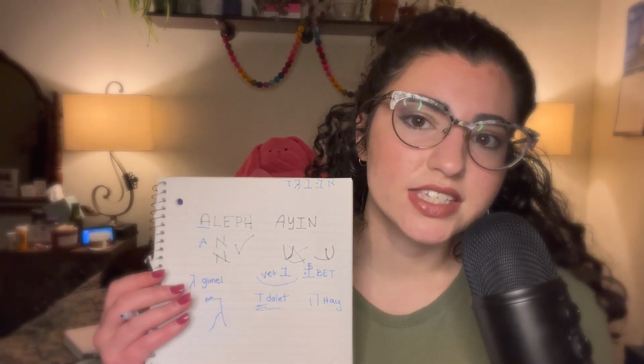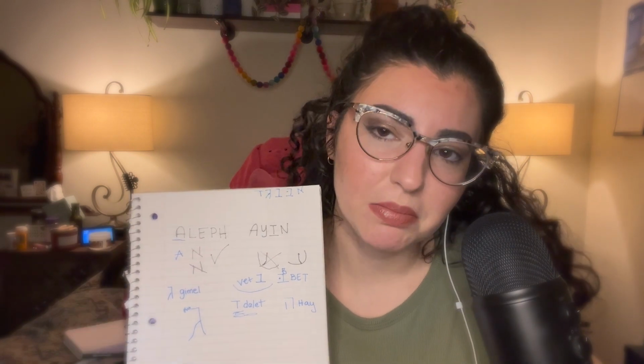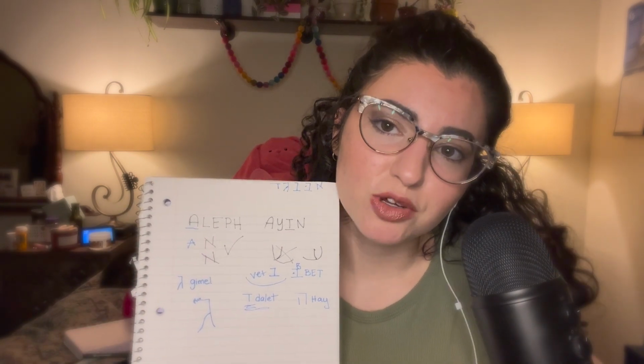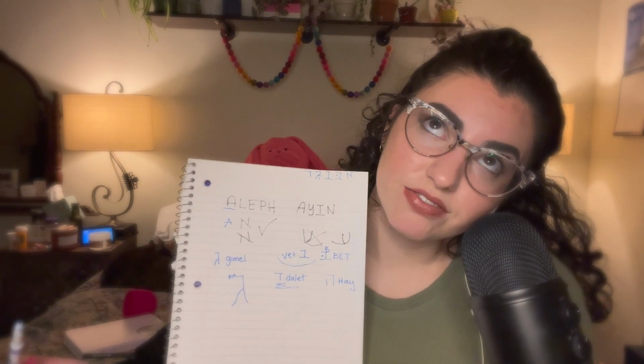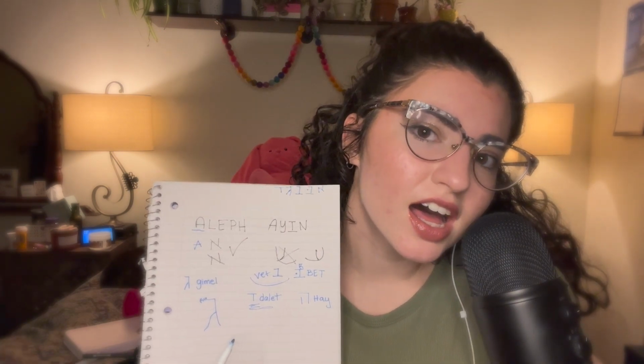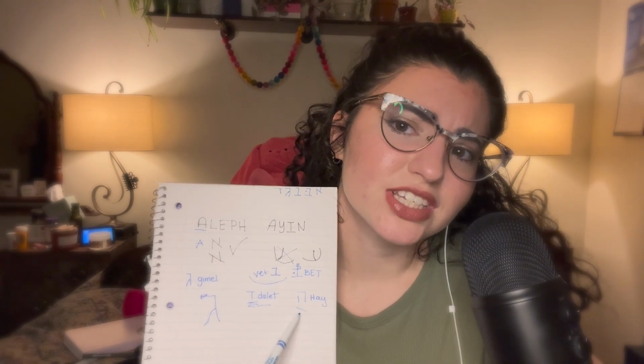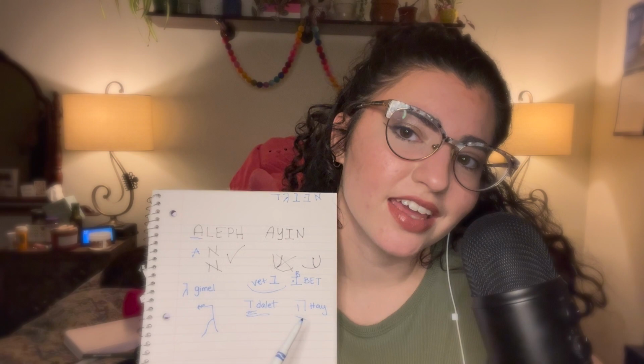Letters that we've done, except for Aleph, make the sound that the name of the letter is. So Gimel makes a G, Vet makes a V, Bet is a B, and Hey is an H. Hey kind of almost looks like a deformed H in some way.